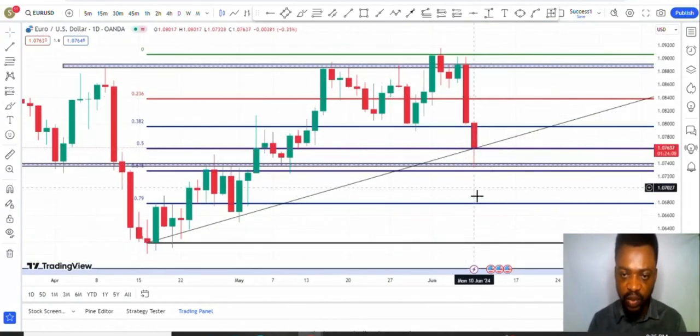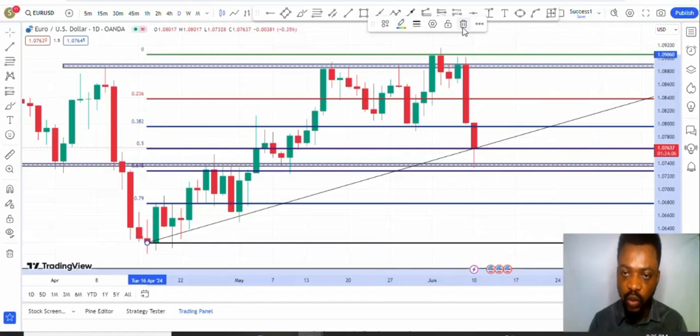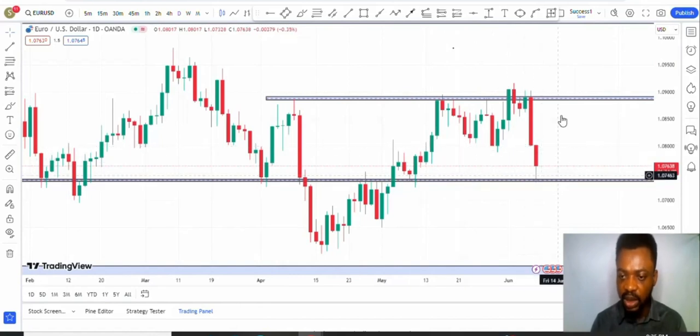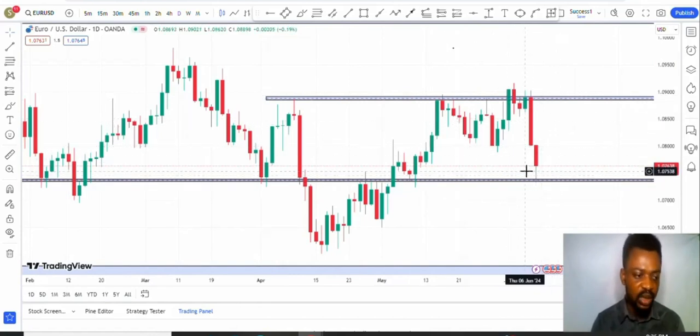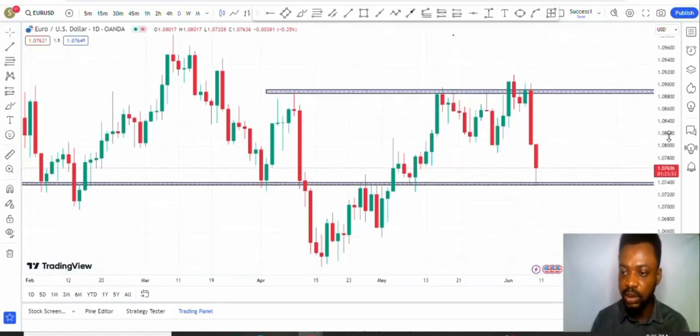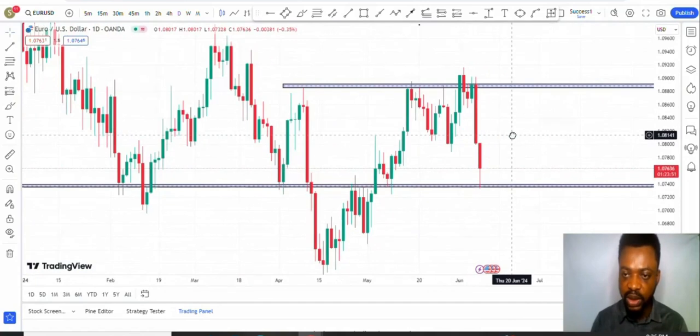I will still continue with it, because this obviously looks like a double top situation, and we're coming down, we've broken the neckline, which is where we are. More like a bounce from here to the upside. So we'll see this from here.